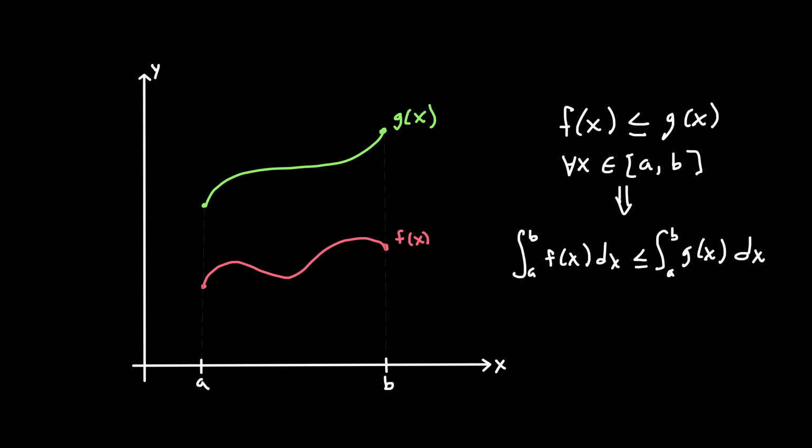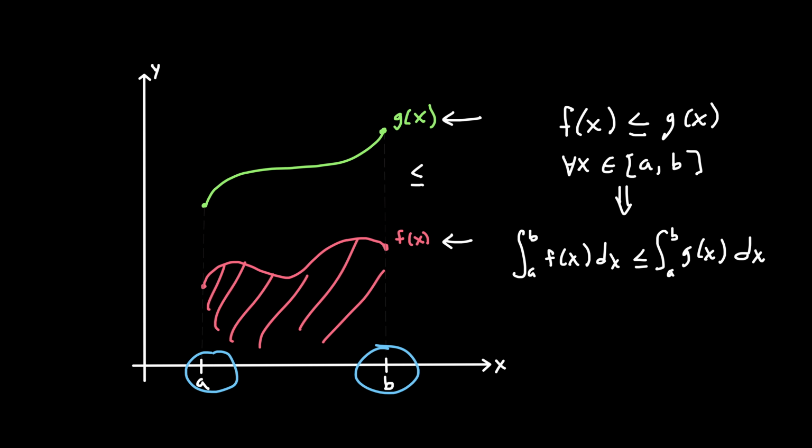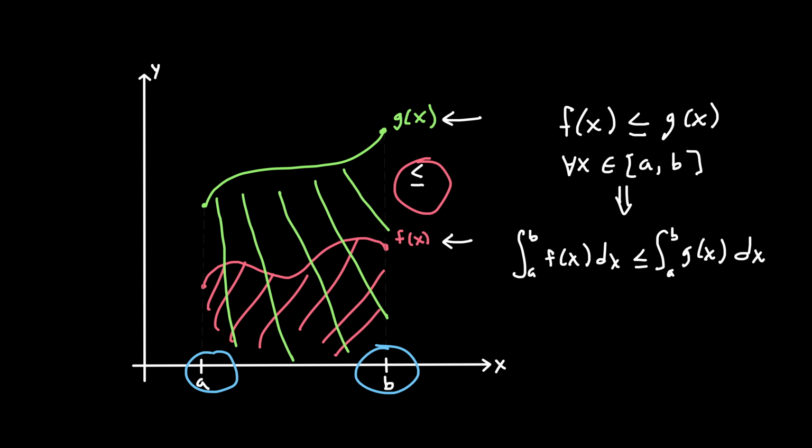In other words, if we have two functions, f of x and g of x, defined over the same interval, and f of x is always less than or equal to g of x over that interval, then the area under the curve of f of x from a to b will always be less than or equal to the area under the curve of g of x from a to b.